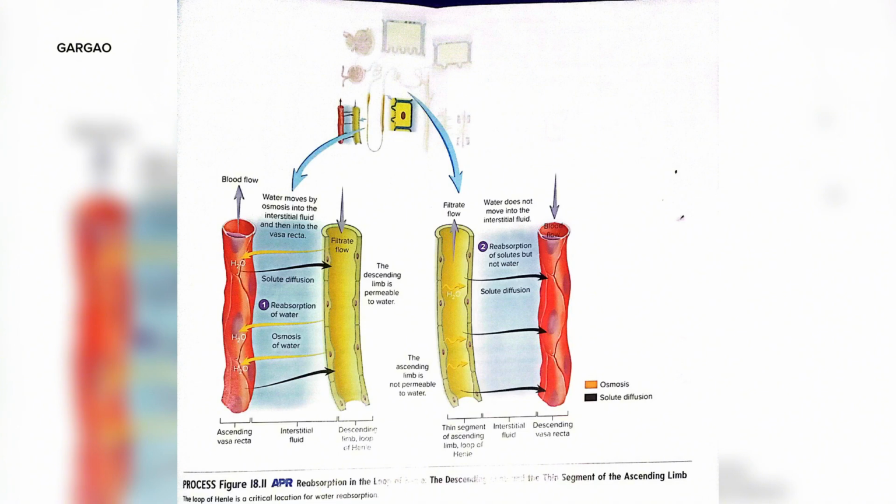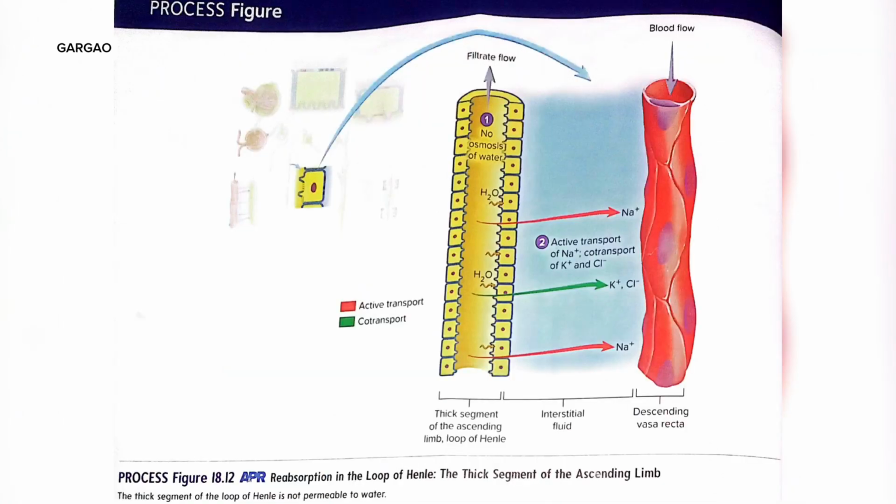Reabsorption in the ascending limb of the loop of Henle. As the loop of Henle makes its hairpin turn into the ascending limb, the simple squamous epithelium persists, but it has become impermeable to water. However, it is still permeable to solutes, which exit the ascending limb, thereby again reducing the concentration of the filtrate. As the ascending limb continues, it is now called the thick segment.